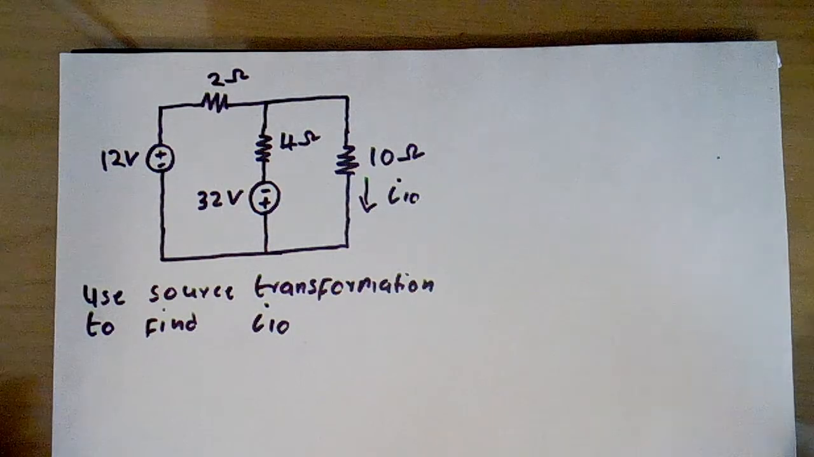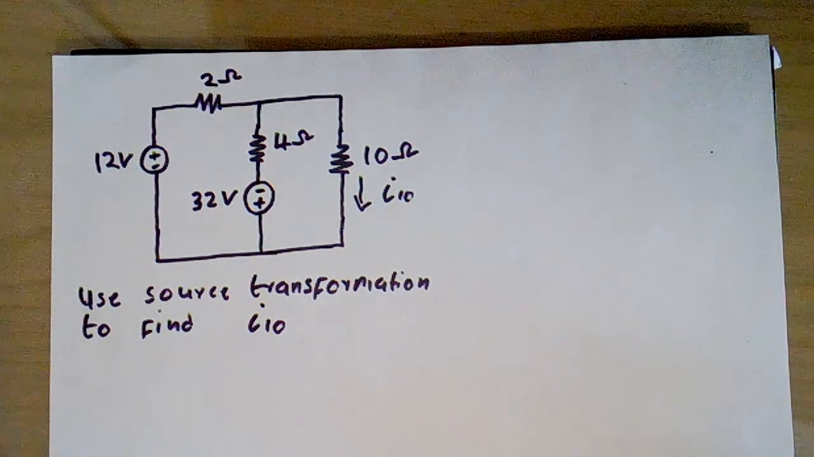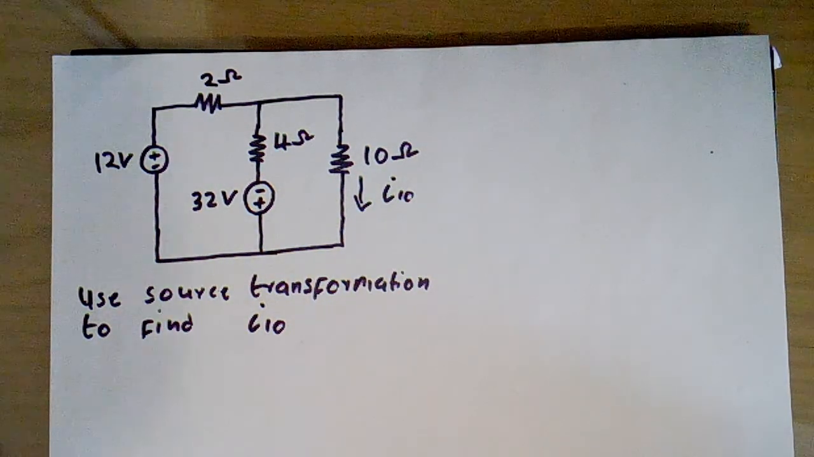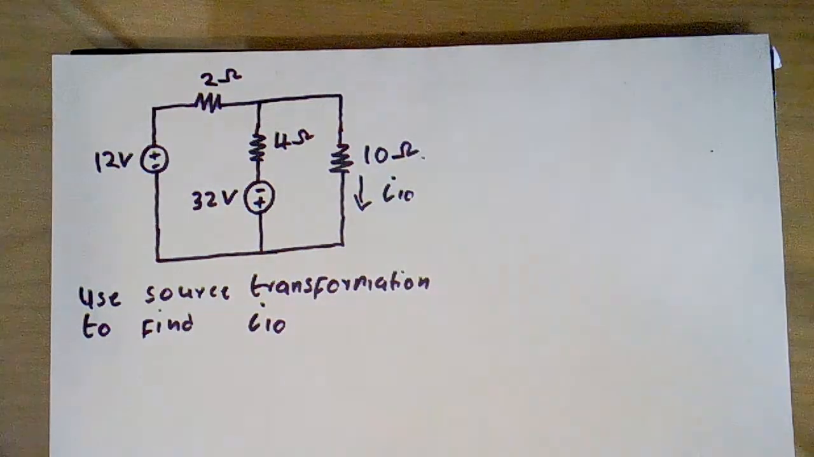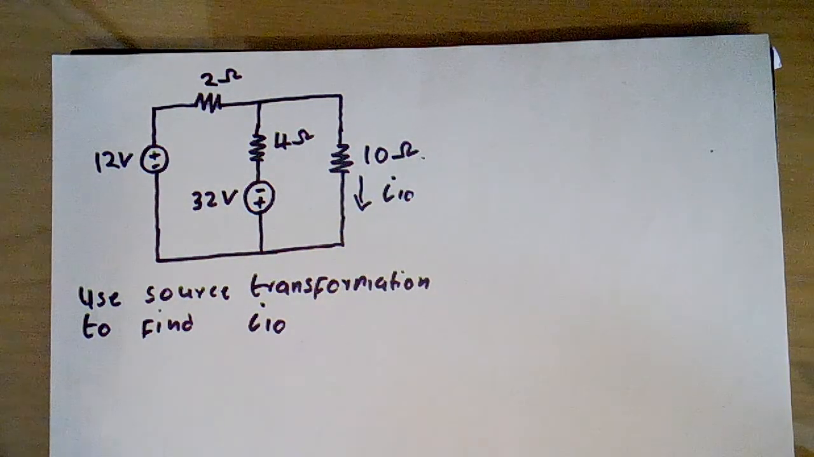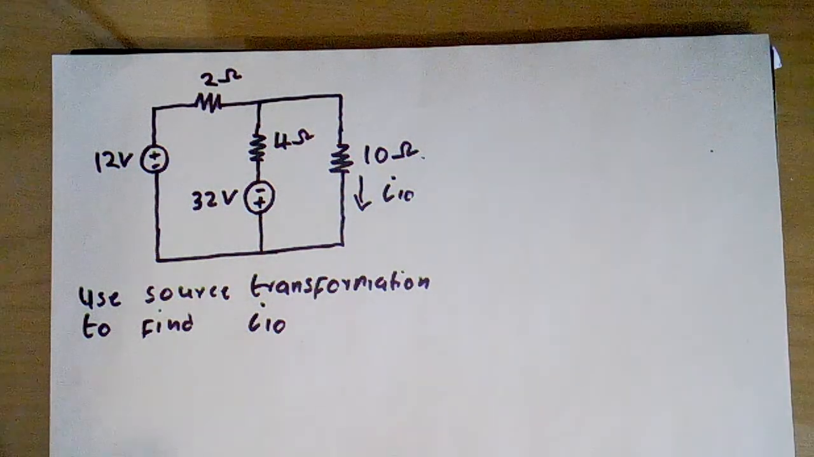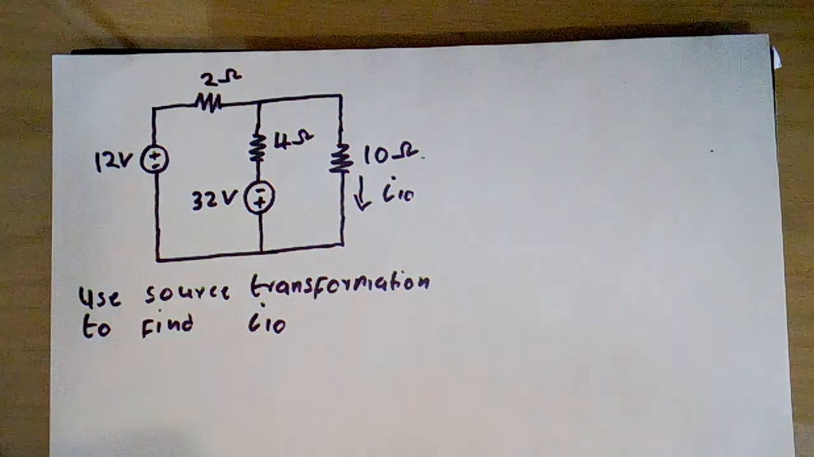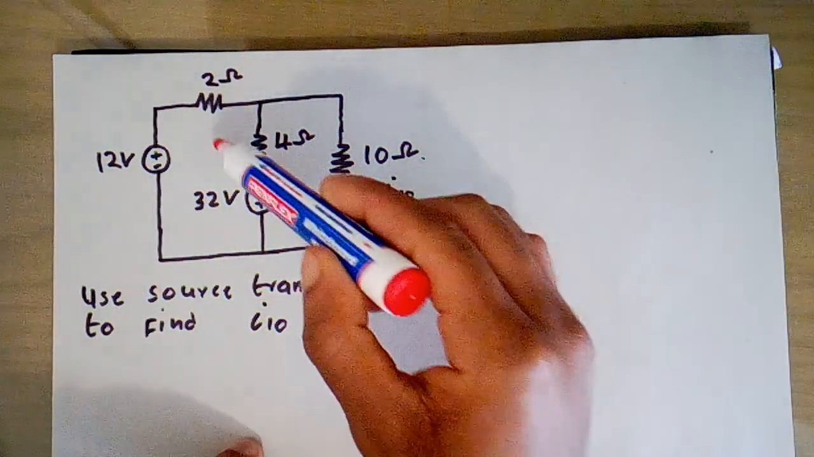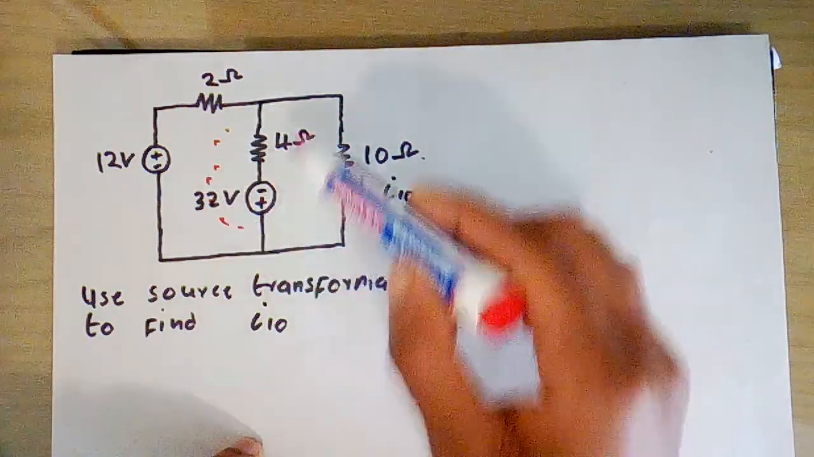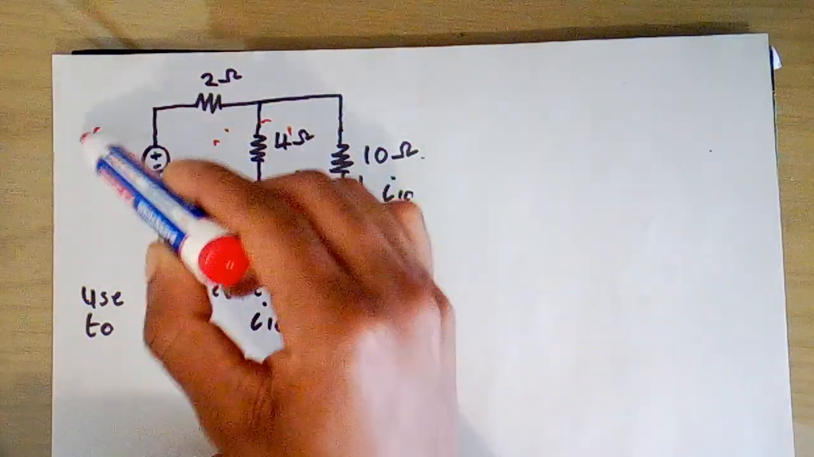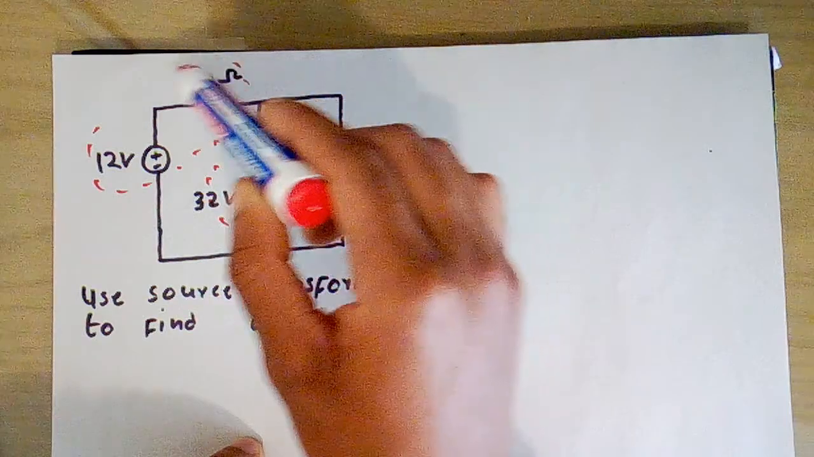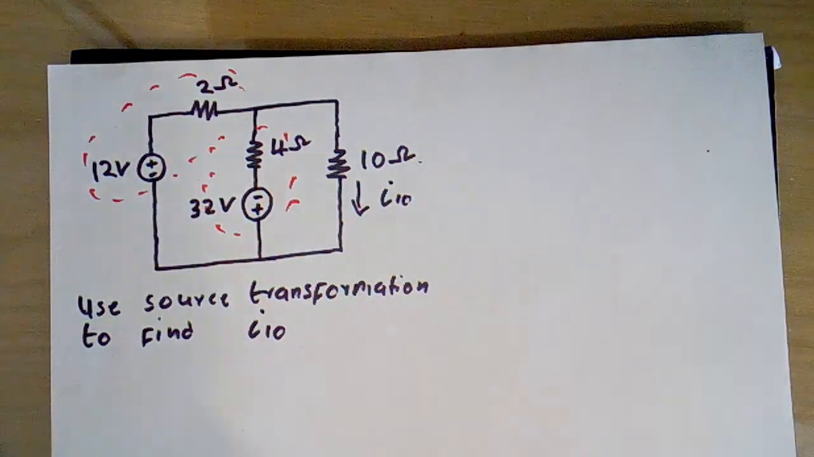Today's lesson is about using source transformation to find the current in this 10 ohm resistor. As you can see, in our circuit, we can transform this part here, and also this part here, to a current source.